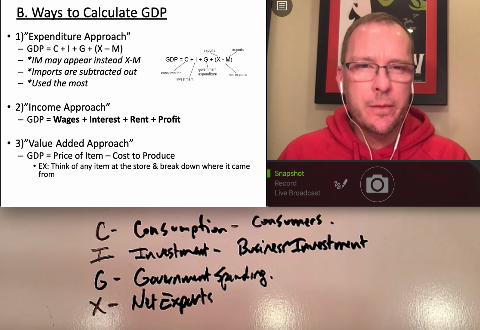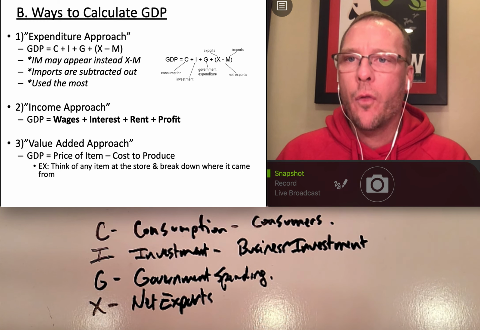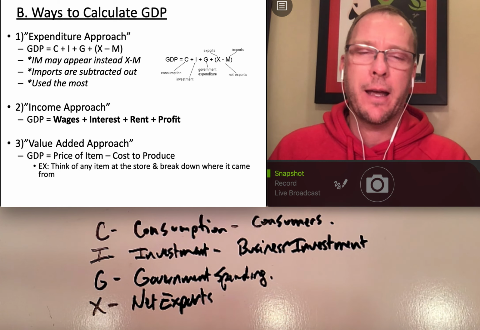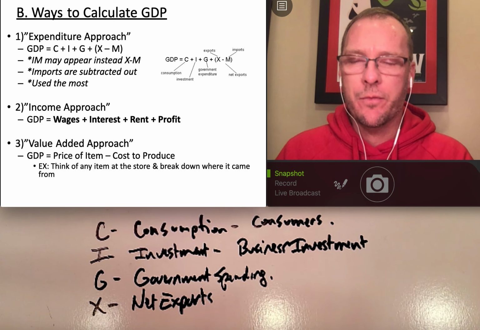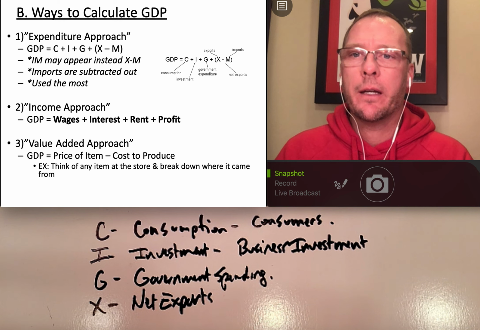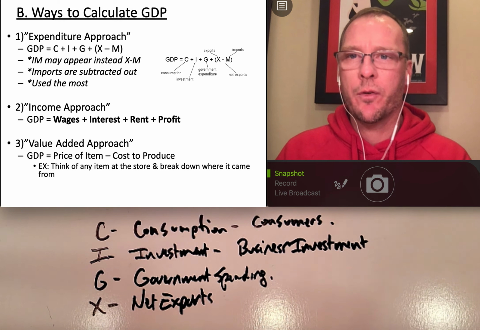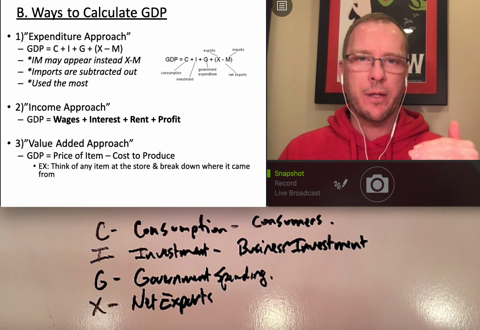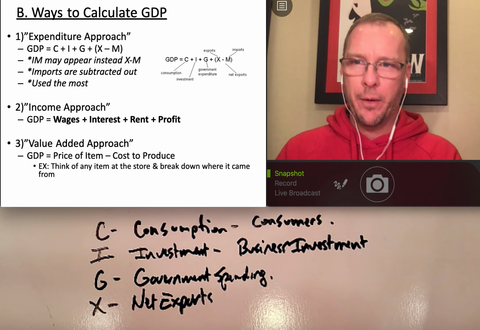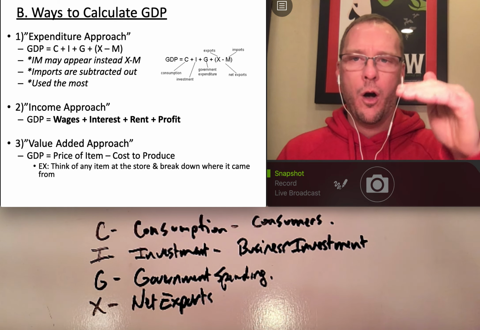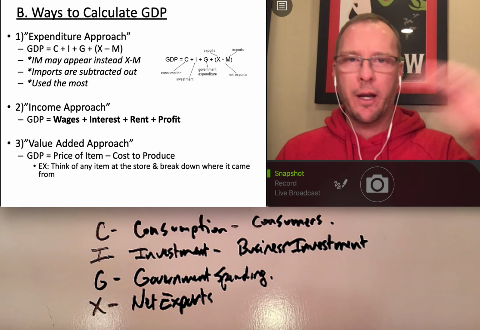Those are pretty self-explanatory. And then the last one is a value-added approach. This one you don't see very often. I would say it's uncommon. Basically, you take the price of the item that you have minus the cost to produce. So if you're breaking down the items, how much is a pizza? Well, if a pizza is really the sum of all the different parts, then you can add it up that way too.